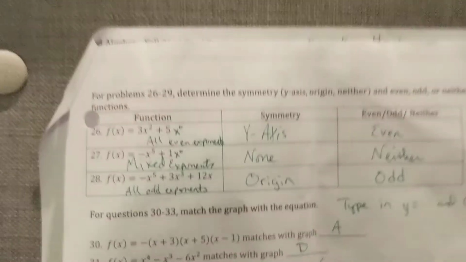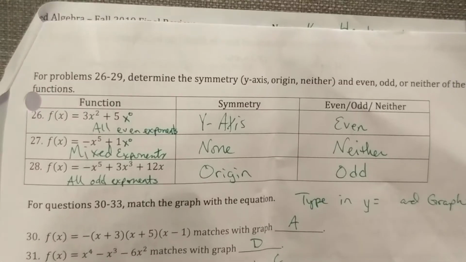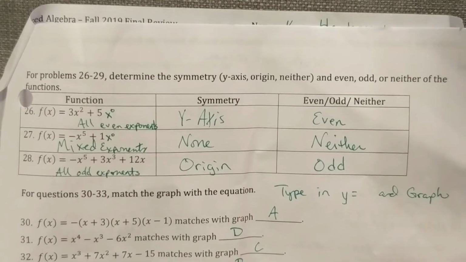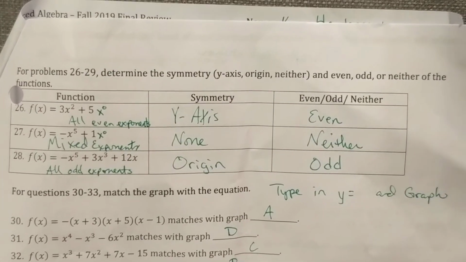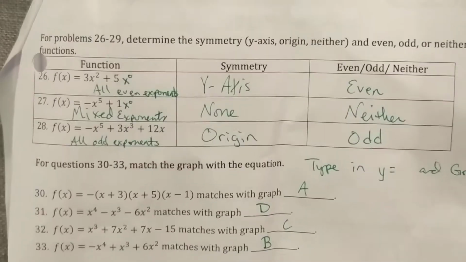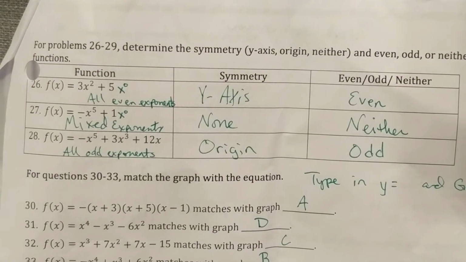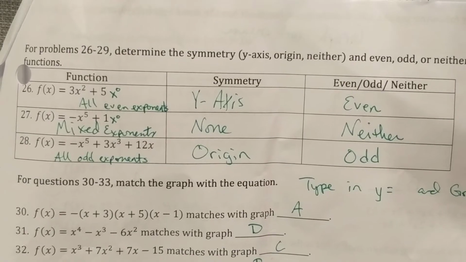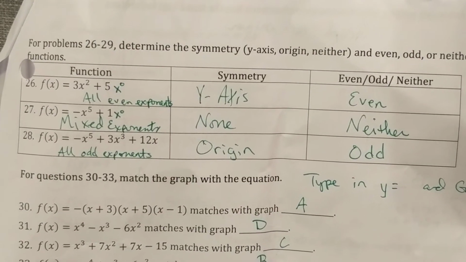And this problem is about symmetry. Determine the symmetry. Remember, all even exponents makes the function be even, so the symmetry will be y-axis. Number 27 has mixed exponents, so there will be no symmetry, neither. And 28, all odd exponents, so the function will be odd. There will be origin symmetry.